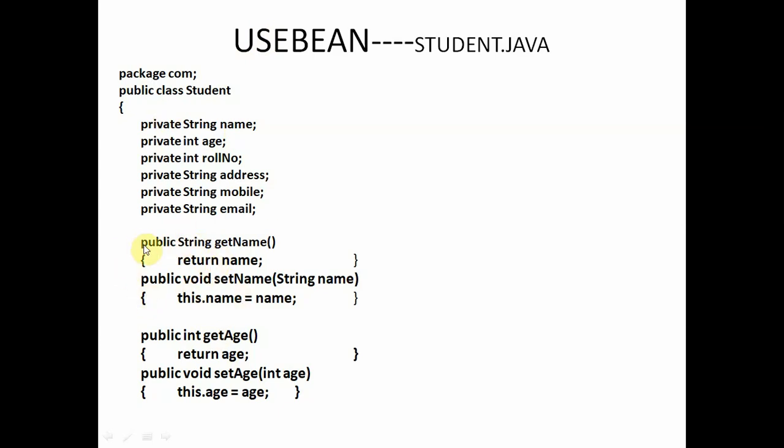Suppose for the name, public String getName returns name, and public void setName takes the argument String name, and this.name equals name. ऐसा ही हमने पिछले प्रोग्राम में भी किया था. So in the same way, public int getAge returns age, public void setAge takes int age, this.age equals age. So this is the pair of functions where we are initializing as well as returning the value of the variable. We have the package com, and the public class student.